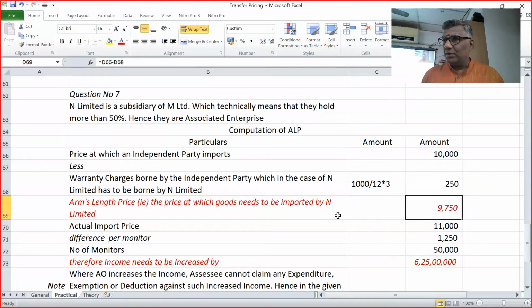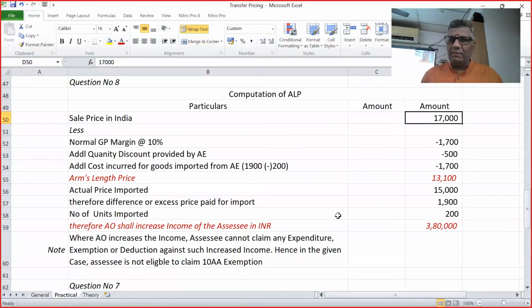We can do it from both, depending on the question. The sale price in India we took, and for the associated enterprise, resale price method, I allow the product to be sold and from there I make the adjustment. We did it like this only. If you look at question number 8, you will know how we did it: 17,000 minus normal gross profit margin minus additional quantity discount. Like that only we have done.